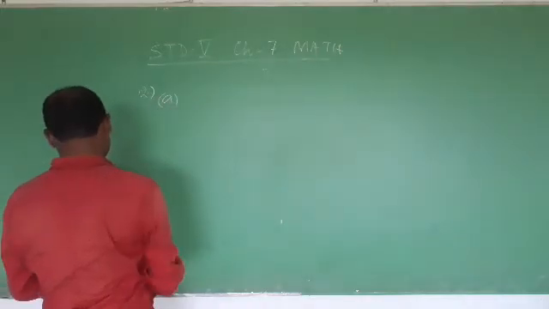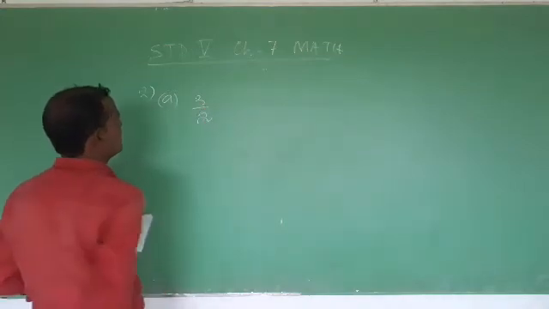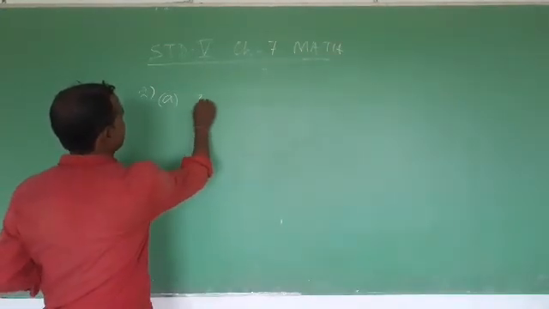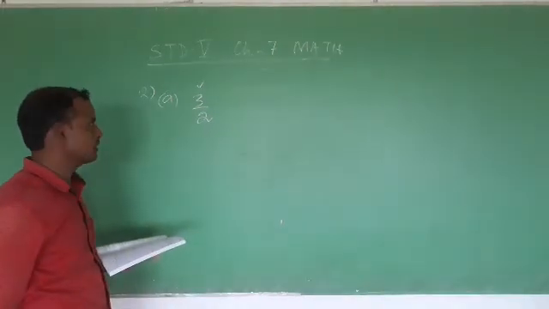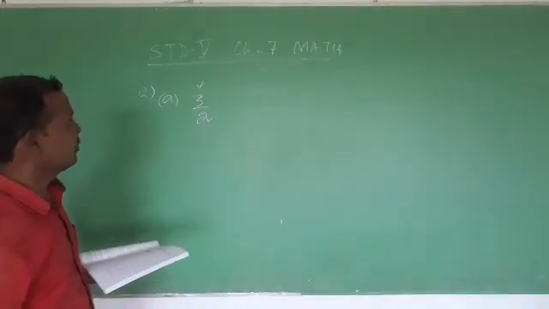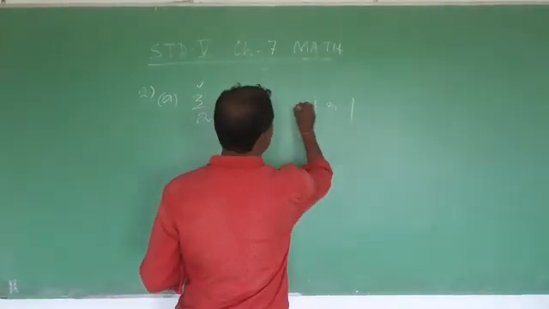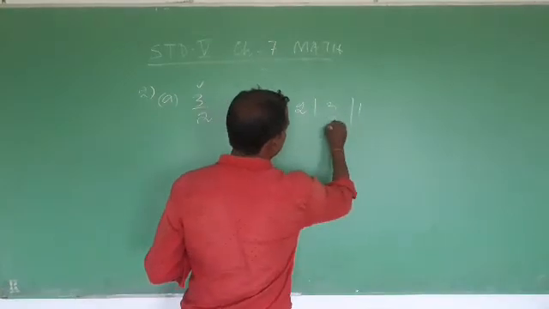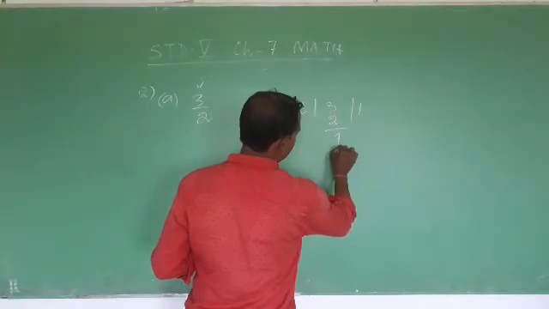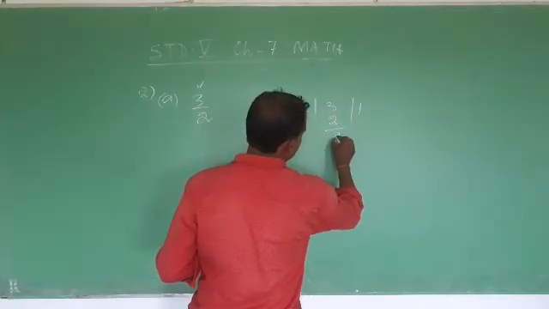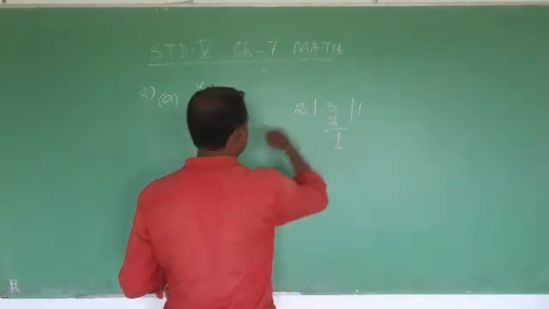Okay, so question number 2 bit A, the given fraction is 3 by 2. Okay, 3 by 2. And 3 is known as what? Numerator, and 2 is known as denominator. Here 3 is greater than 2. What will you do? First you divide 3 by 2. Okay. 2 ones are 2. 1 is the remainder. You cannot proceed with the division further because the remainder is less than the divisor.